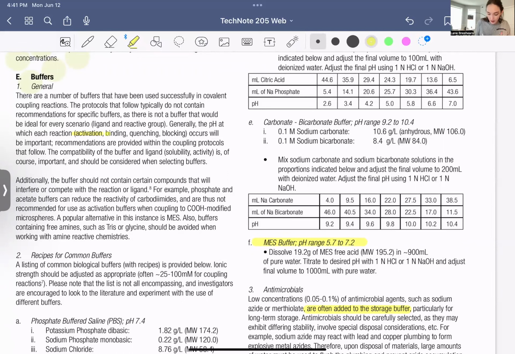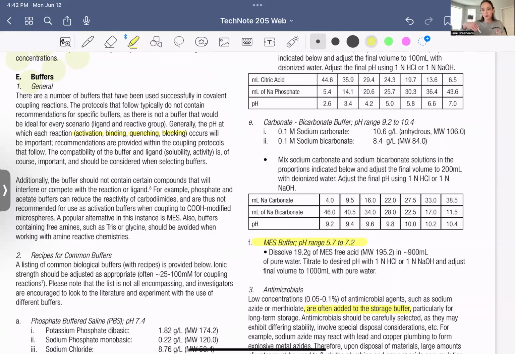Activation, binding, quenching, blocking. No matter which microsphere you're using, and therefore which protocol you want to follow, they all use the same process: activation, binding, quenching, blocking. And the buffers are key, because a buffer, if you are new to this, basically controls the pH or helps control the pH. And if you're trying to bind molecules, you have to be changing the pH in order to change the molecule's ability to bind or not bind.